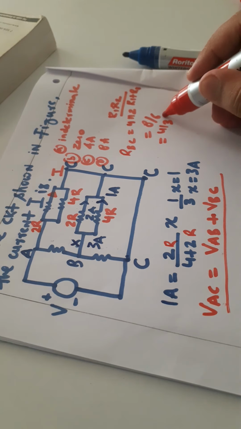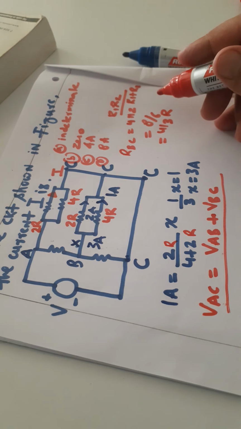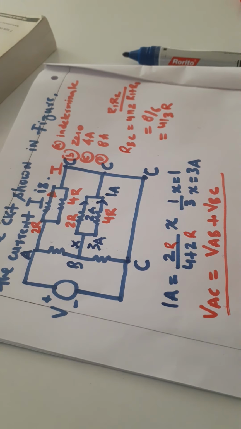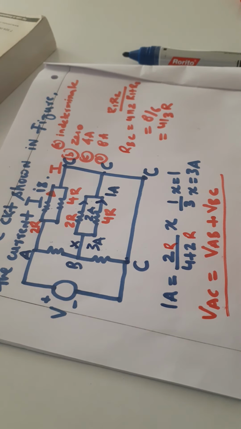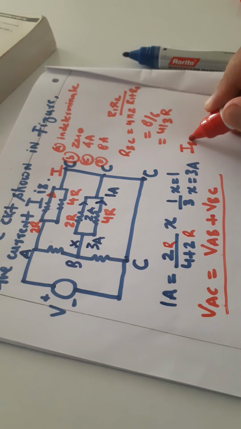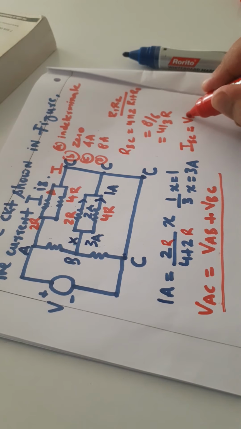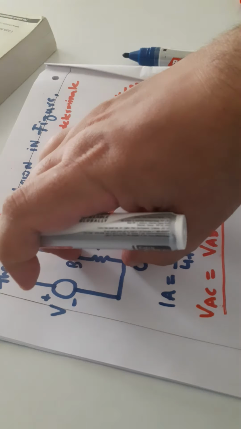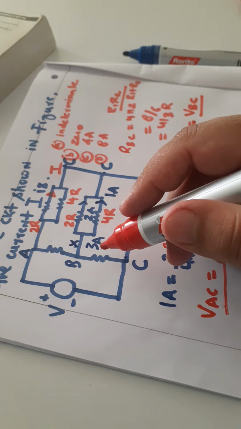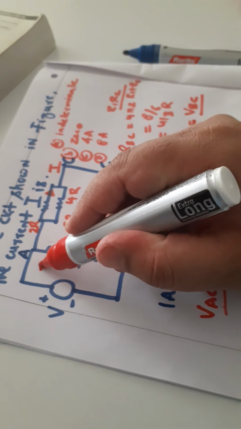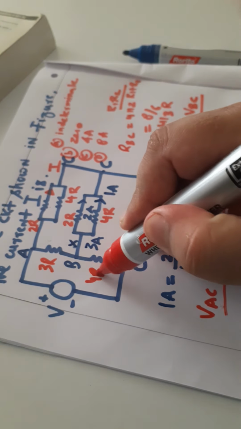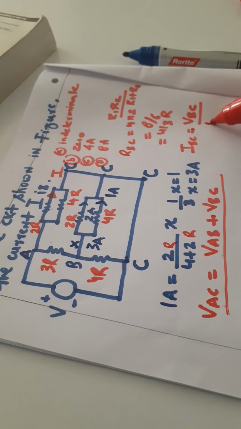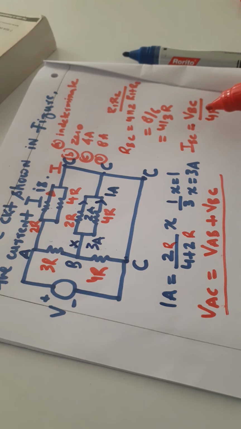So this is 4 by 3 R. Now you require your VBC. How much would be your VBC? Basically you have to calculate your IBC. IBC is your VBC divided by this value, which is there in the beginning. This is 3R and this is 4R. So your IBC is VBC divided by 4R. So you need to calculate the value of VBC.